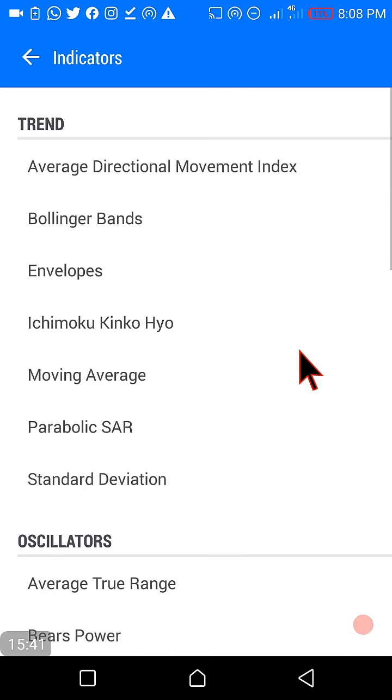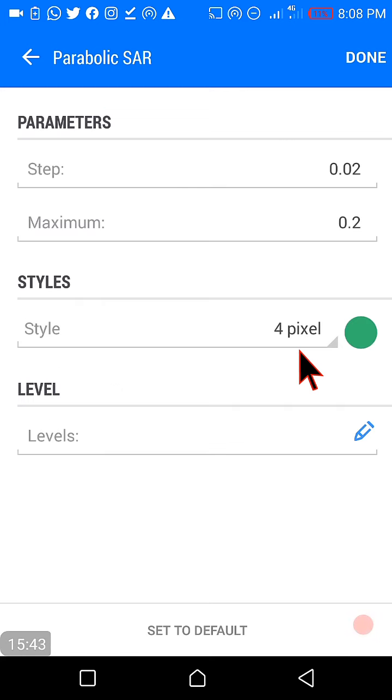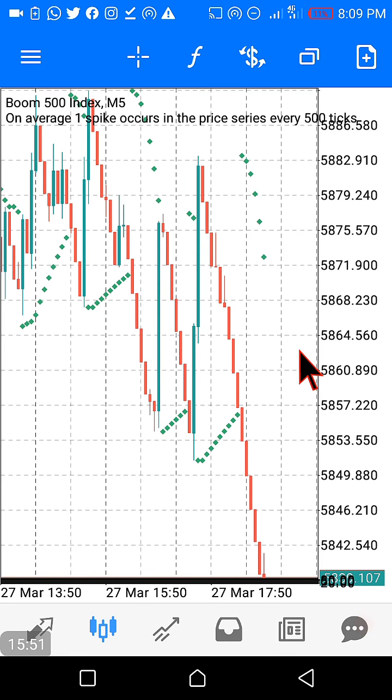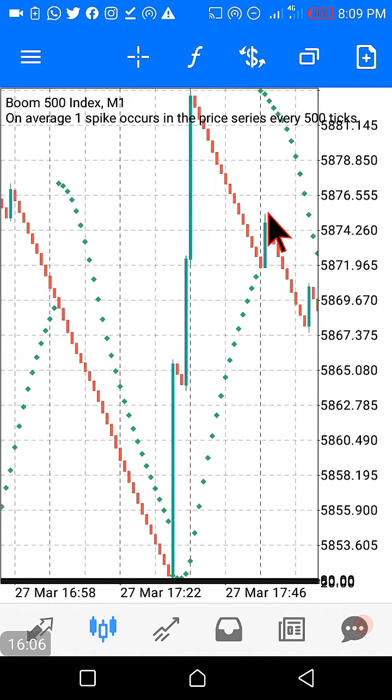I'm going to add what I call parabola. This is the parabolic SAR. I just take it on default and add it, done. Now you can see how the parabolic SAR is going on the chart. Sorry, I'm using the 5 minute time frame. You can go to the 1 minute time frame and you see the way it went.